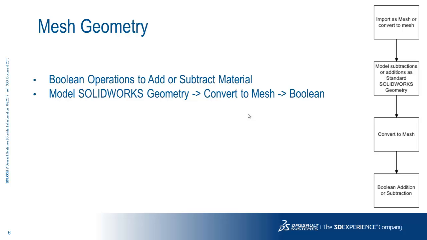Using mesh geometry, the supported geometry operations are Boolean operations, where you take another mesh body and use it to either add or subtract material from an existing mesh body. You could also model standard SOLIDWORKS geometry, convert it to mesh, and then Boolean it with existing mesh geometry. We can see the recommended workflow on the right, where you would import as mesh or convert existing geometry to mesh. Then you would model the bodies to add or subtract using standard SOLIDWORKS geometry. You would then convert that standard SOLIDWORKS geometry to mesh, and then use Boolean operations to add geometry, or use Boolean operations to subtract geometry. So let's take a look at a demo of this new mesh geometry in SOLIDWORKS 2018.